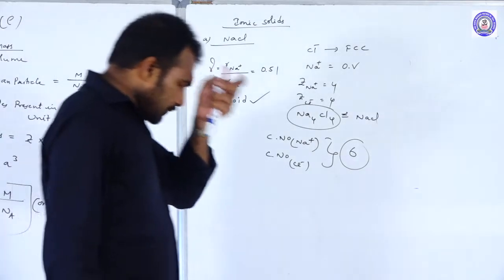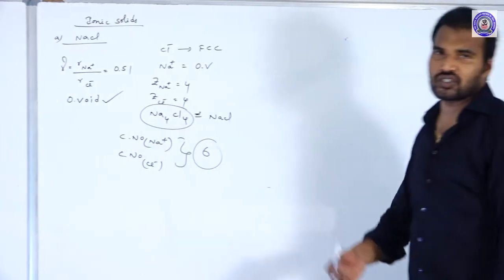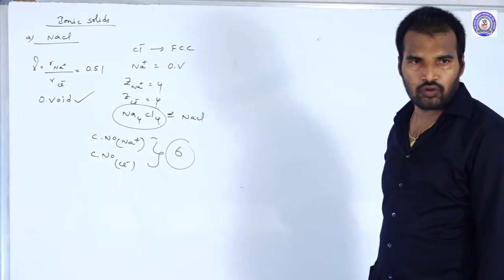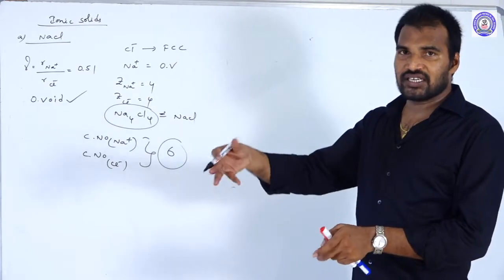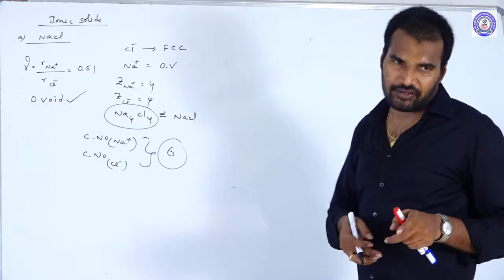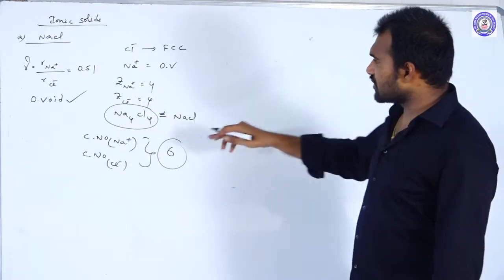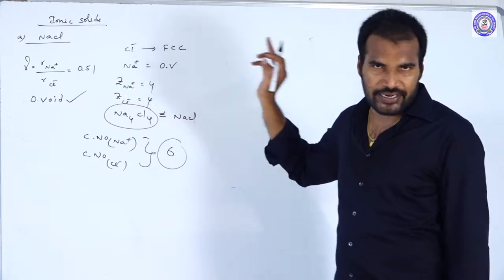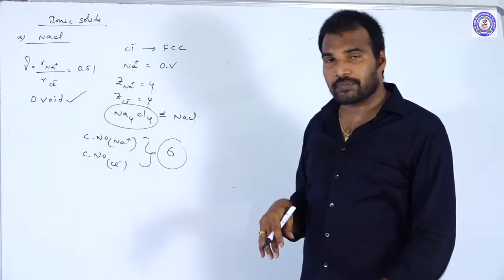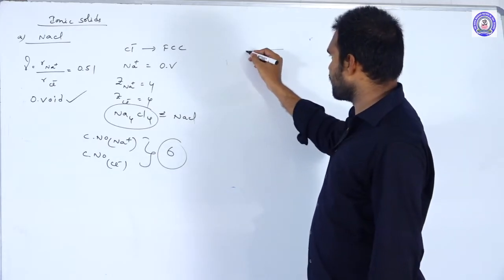Clear? Next, suppose they give you the radius of the Na+ ion and the radius of the Cl- ion. And sometimes they may give you the edge length. By giving the edge length, they may ask you the radius of the cation and anion. What is the relation between the radii and edge length? As already mentioned, Na+ ions are present at octahedral voids, but where are octahedral voids present? At edge centers, as well as the body center.